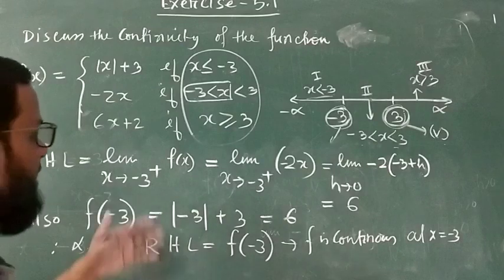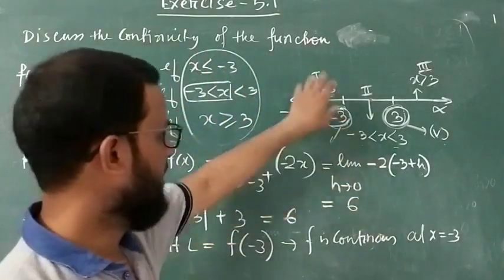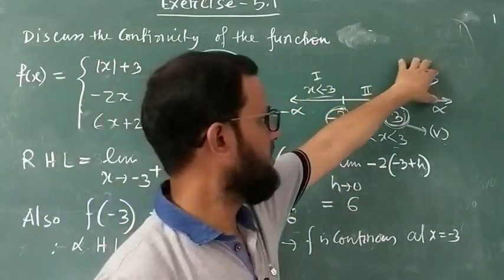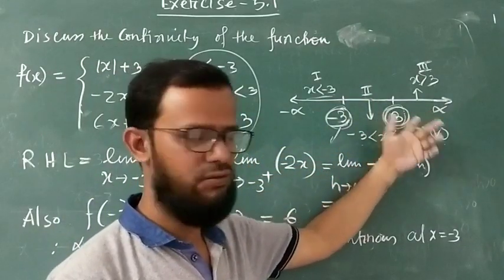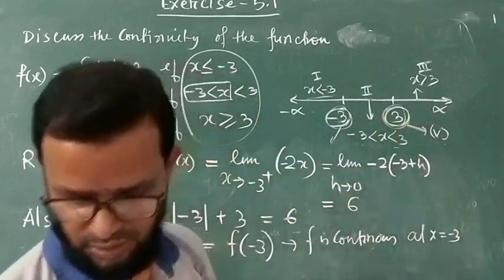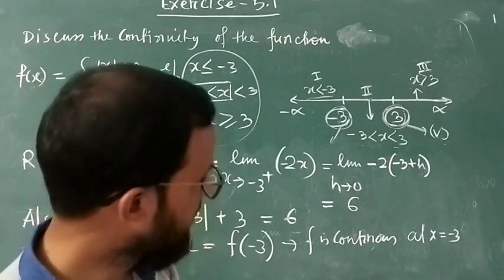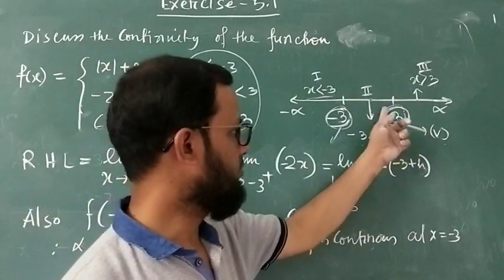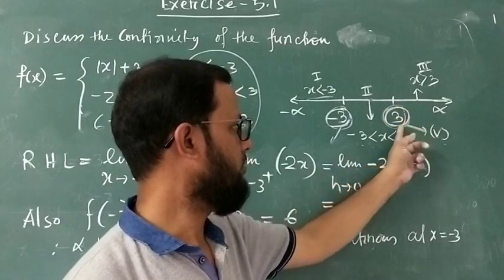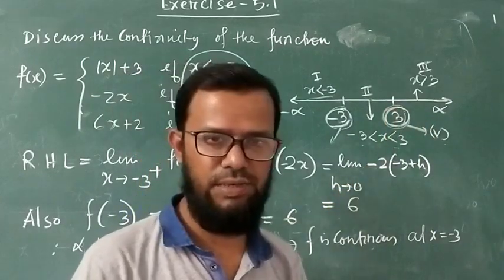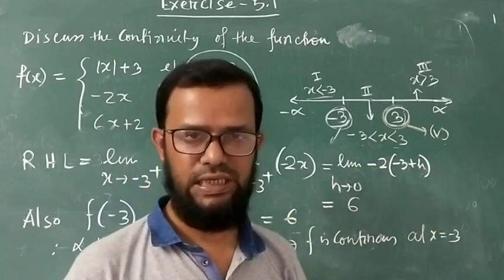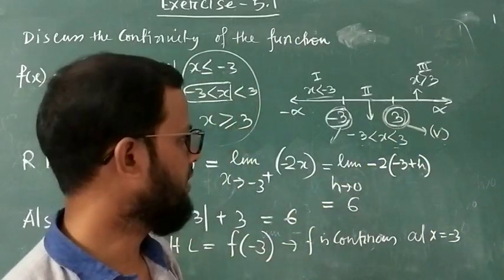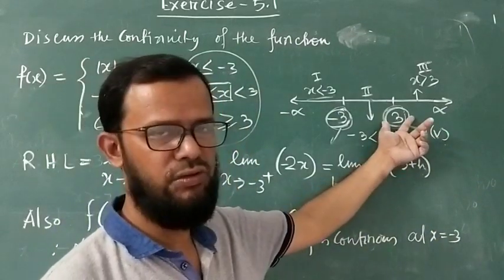Now, I have discussed all the parts: case 1, case 2, case 3 and case 4. The final case is the particular case x equal to 3. This particular case you are going to solve from your side: how to find the left hand limit, how to find the right hand limit, how to find the functional value, and check whether the function is continuous at x equal to 3 or not.